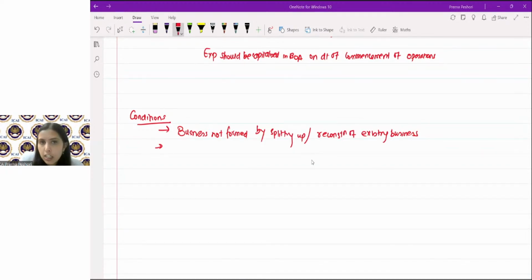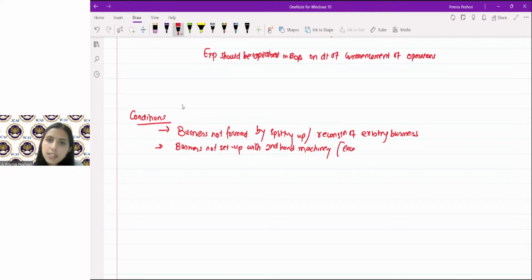Second-hand machinery: the business should not be set up by the transfer to the specified business of second-hand machinery. So the business should not be set up with second-hand machinery. The exception is if it is imported machinery, then even if it's second-hand, it is allowed.